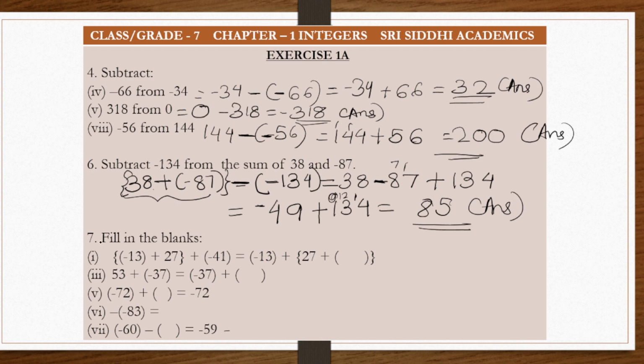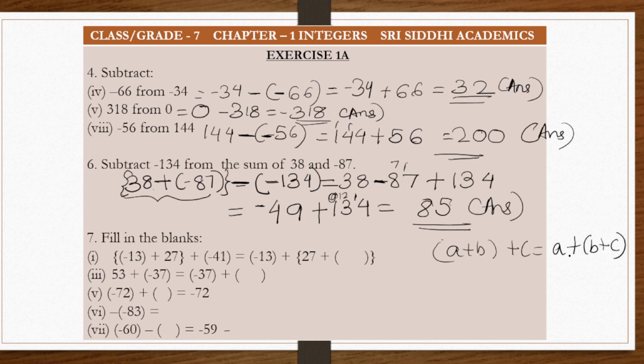Now we will do question number 7, fill in the blanks. Here actually it is testing our knowledge of properties of addition and subtraction. See here, question number 1 is written in terms of associative property, like a plus (b plus c). Not two brackets, I just put it by mistake. Let's erase this. (a plus b) plus c is equal to a plus (b plus c).